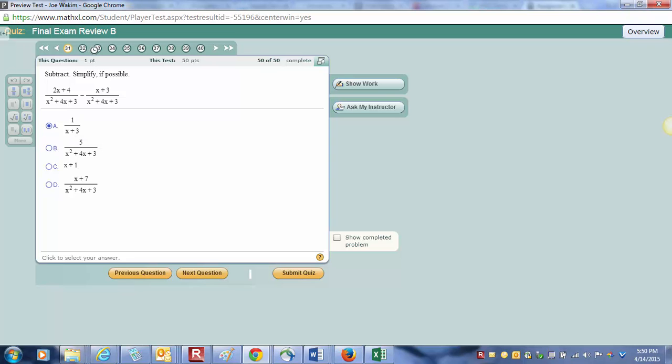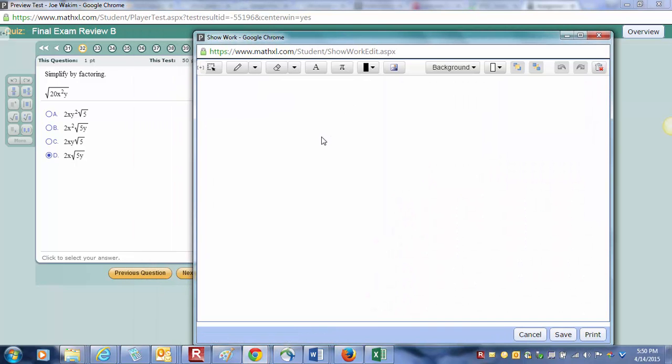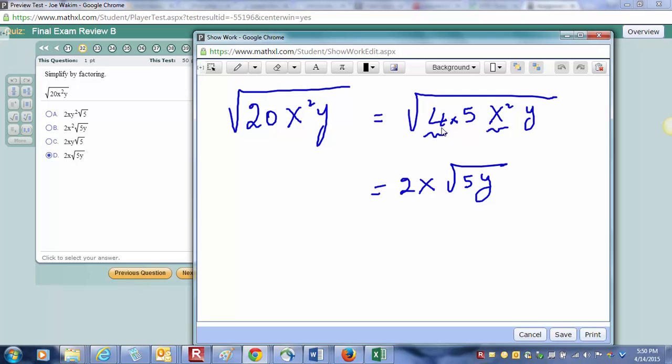Number 32. How do we simplify these radicals? First of all, 20 can be written as 4 times 5. So this is a perfect square, and this is a perfect square, and this is a perfect square. These will come out as a 2 and x, and then 5y will stay inside.